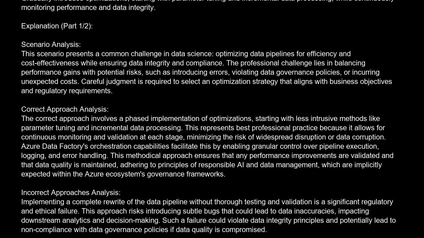Incorrect approaches analysis. Implementing a complete rewrite of the data pipeline without thorough testing and validation is a significant regulatory and ethical failure. This approach risks introducing subtle bugs that could lead to data inaccuracies, impacting downstream analytics and decision-making. Such a failure could violate data integrity principles and potentially lead to non-compliance with data governance policies if data quality is compromised. Aggressively scaling up compute resources without a clear understanding of the bottlenecks or the impact on data processing logic is also professionally unsound.